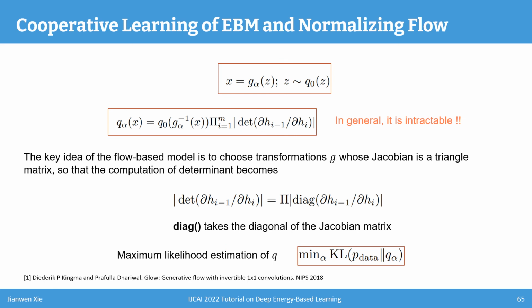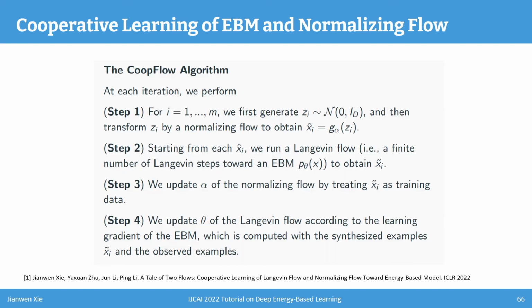In general, the density of X is intractable. However, with some smart design of the sequence of transformations, the exact log likelihood can be computed. Therefore, the parameters alpha can be estimated directly by maximum likelihood. Now, I introduce the CoopFlow algorithm that simultaneously trains an EBM and a normalizing flow model. At each learning iteration, the algorithm performs the following steps.